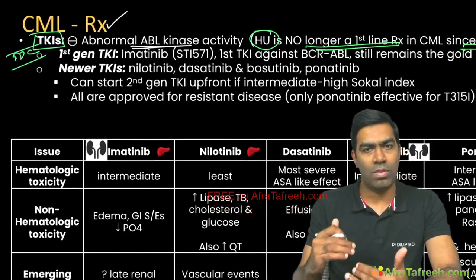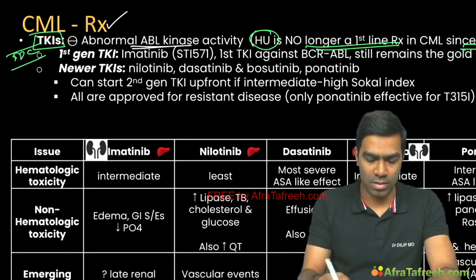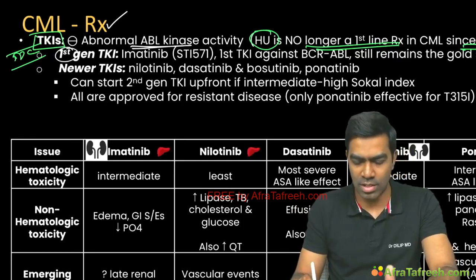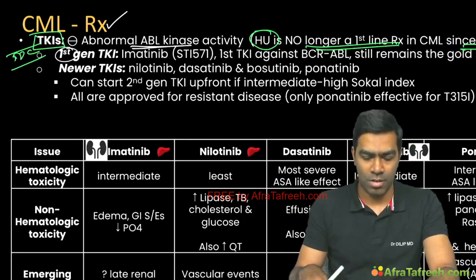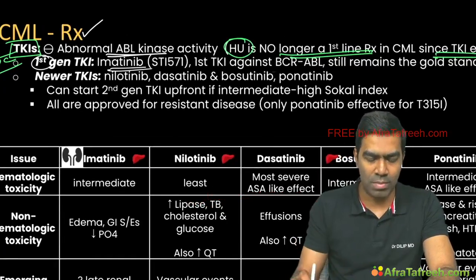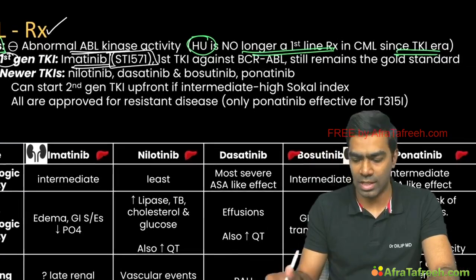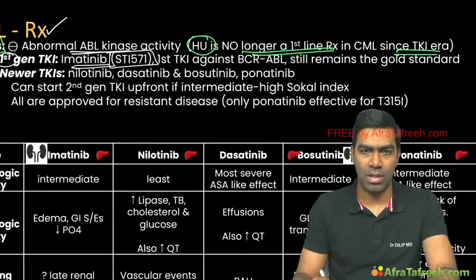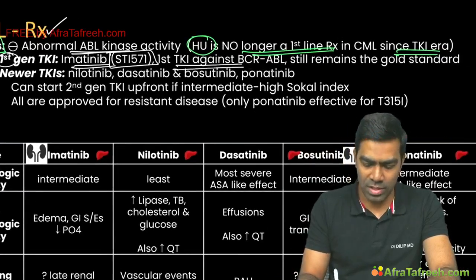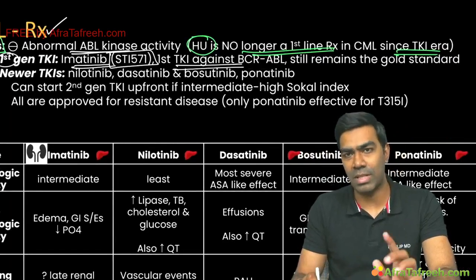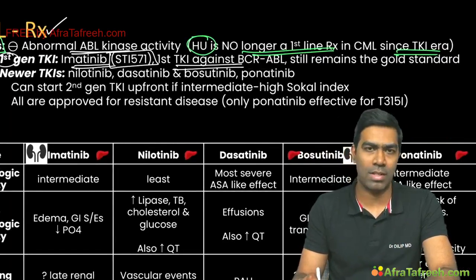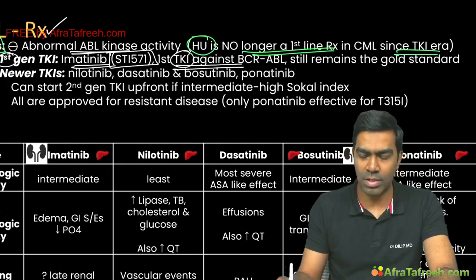And we have 3 generations of TKIs. So first generation, second generation, and third generation. First generation TKI means only imatinib, which is also called STI-571. There's another name for imatinib. So imatinib is basically the first tyrosine kinase inhibitor against BCR-ABL fusion kinase. It's the first tyrosine kinase inhibitor.